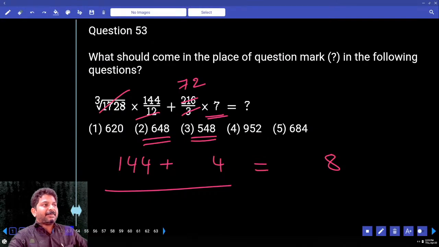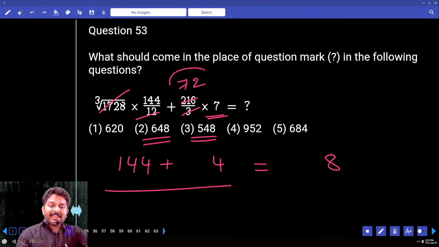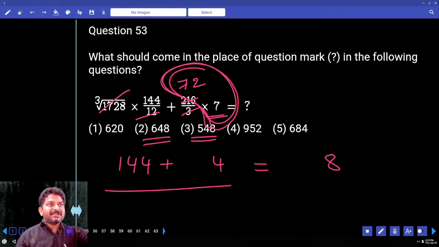144, is it a 9 multiple? The second number is 72 into 7, right? 72 is also a 9 multiple. The sum must be a 9 multiple. Can it be the first option? Yes or no? Can it be the third option? Second, final.